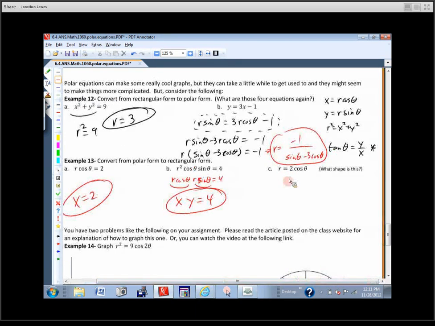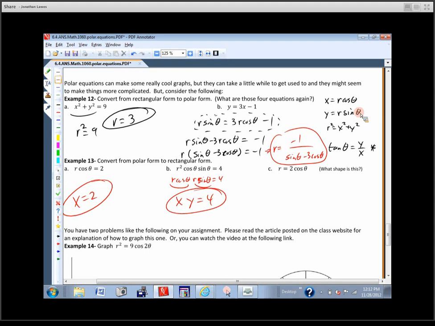This one's kind of interesting. See anything that looks familiar there? If we're going to make a conversion, I've got to have an r cosine, an r sine, an r squared, something like that. This one doesn't have an r squared and it doesn't have an r over there. And if I tried to divide by r, that's not what I need. I need an r times the cosine of theta. I don't need it in the denominator. Any ideas? It's an equation. As long as you do the same thing to both sides of the equation, it's okay.